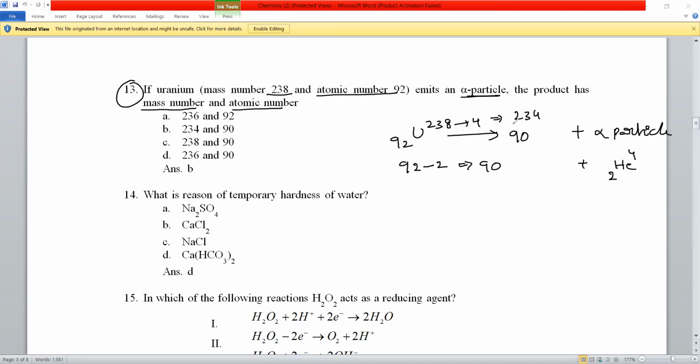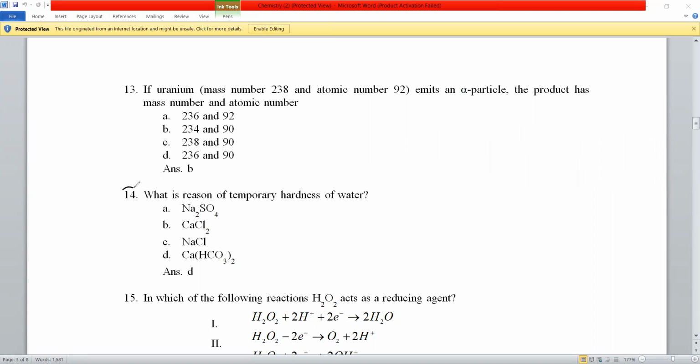So 234 we will get, as well as 90. Option B is the correct one. We have to remove an alpha particle. Very easy question. Next, question number 14.